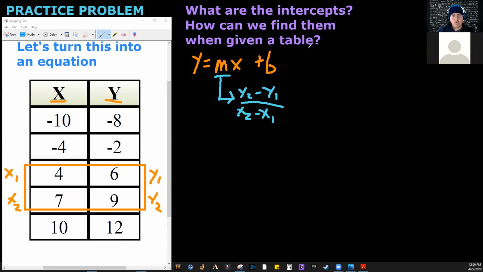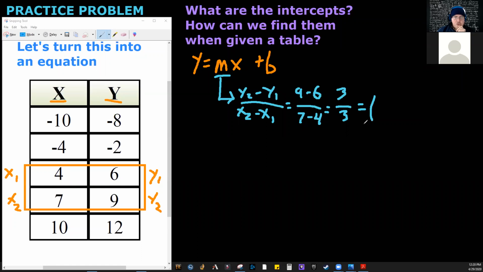So if I plug these in correctly, that'd be 9 minus 6 over 7 minus 4. Now that'd be 3 over 3. Wait, hang on, 9 minus 6. Okay. So my slope is equal to 1. Check, got that. Okay. So now I've got slope. So I can pick any two coordinates I like for x and y for my intercept form.